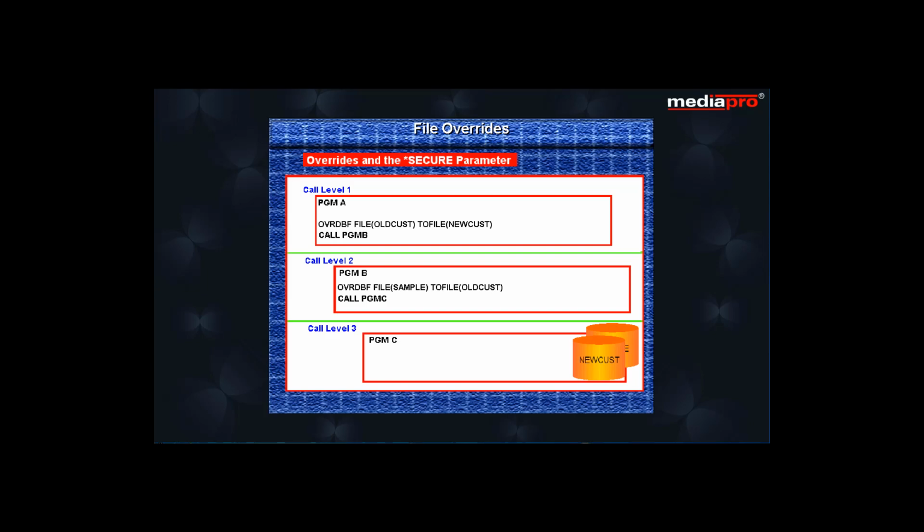But we want program C to use oldcast itself. To achieve this, on the override statement in program B, we specify the secure parameter with a value of *yes. Now the overrides will not get merged and program C will use oldcast.